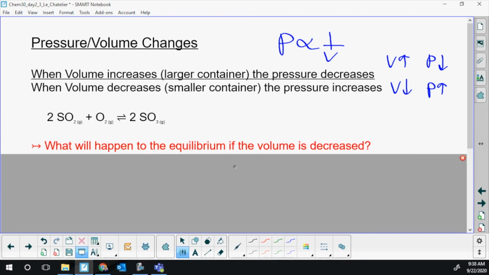So here's a reaction, and we have a stress. We've got sulfur dioxide, two of them reacting with one oxygen molecule, making two sulfur trioxide. They're all in the gaseous form. What happens to the equilibrium when volume goes down?